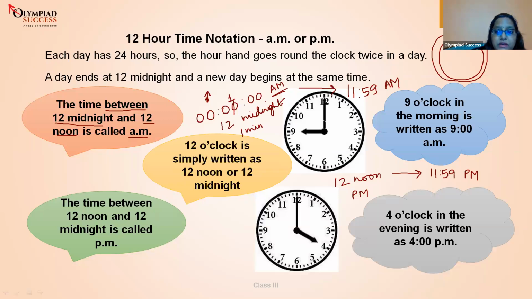Again, you will go with another round and you will come again to midnight, right? So it completes 2 rounds in a day, covering 12 hours as AM time and another 12 hours as PM time. Are you getting it now? Okay.